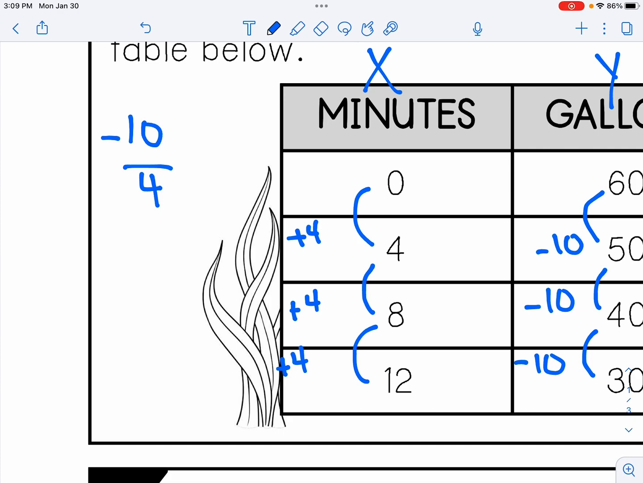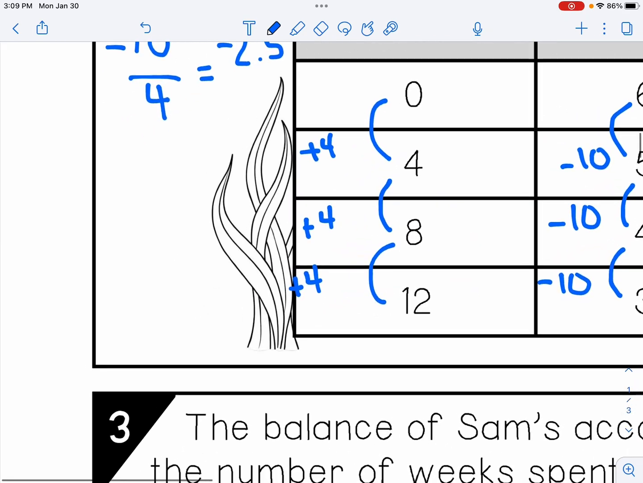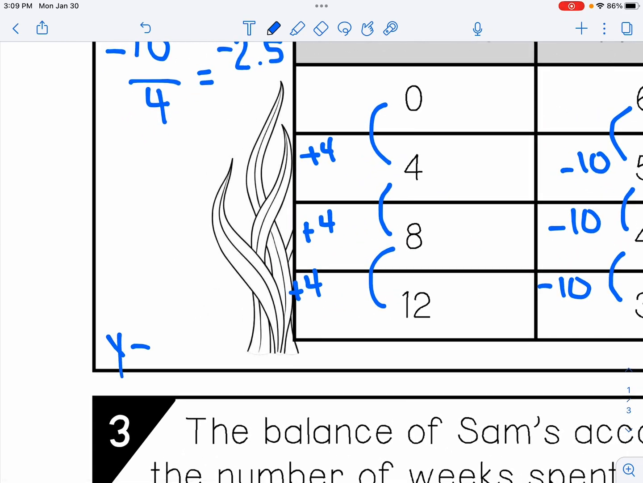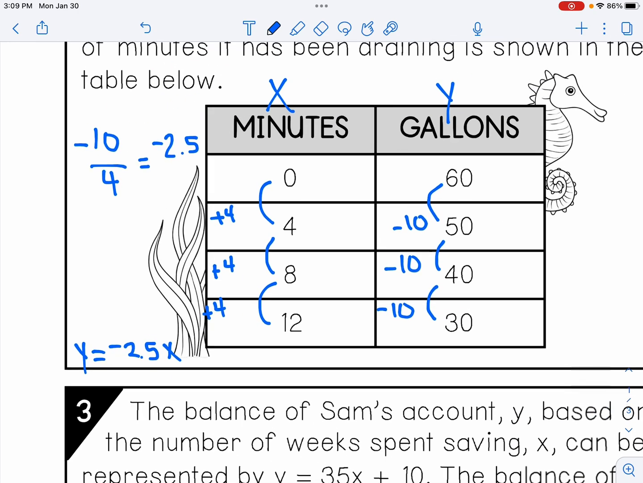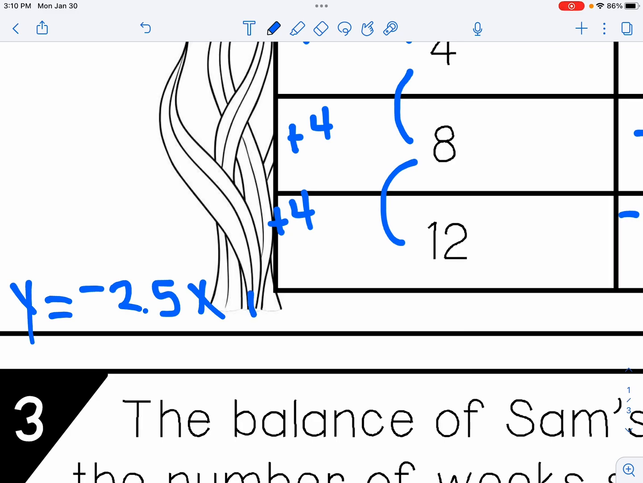Because I'm dealing with minutes and gallons, I can decide if I want to keep that as a fraction or make it a decimal. I'm going to make it a decimal, and I'm going to get a negative 2.5. So if I was to write this in an equation, it's going to be y equals negative 2.5x. And then, how do I know my y-intercept? It is when the x is 0, the y in the table, and that would be 60. So it will be plus 60.